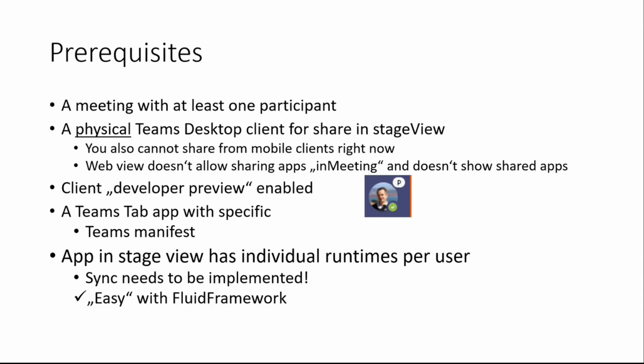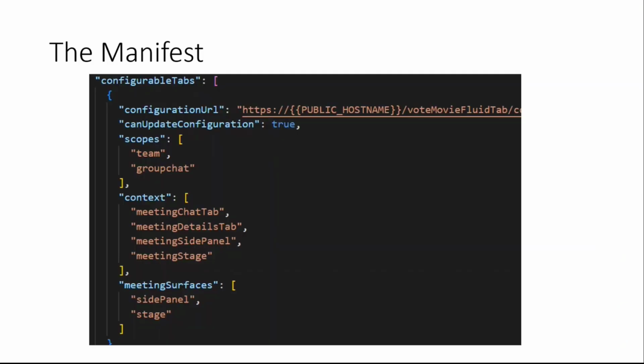And last but not least, one of the biggest challenges here in this special app was that the app needs to be in sync, especially on the votings and also maybe on the video running. And the synchronization of the votings, of course, needs to be implemented. But at the moment, this is really, really easy with Fluid Framework. But first, let me explain some specifics of the Teams manifest.